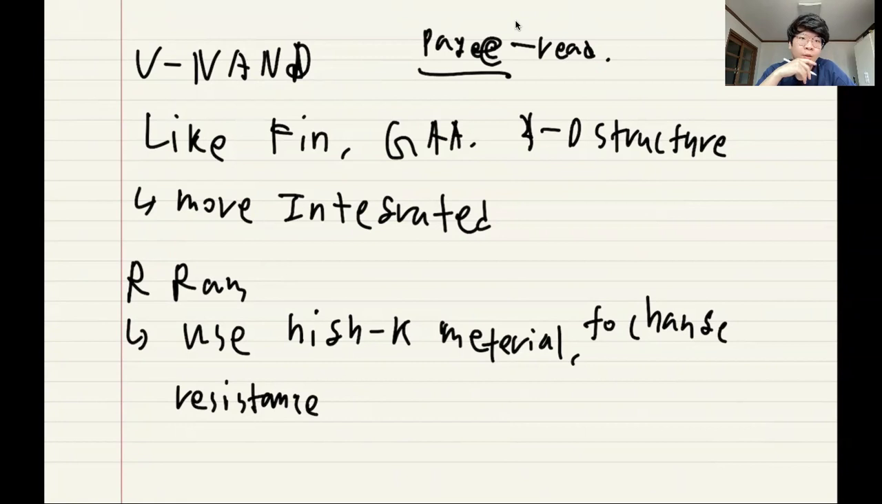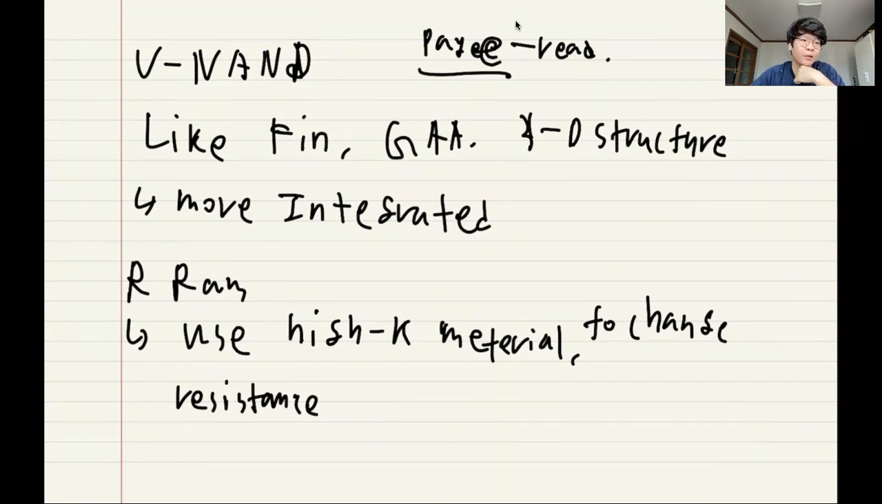So the reading time of NAND is slower than NOR flash, but the integration or density is larger than NOR flash. Nowadays we use NAND flash because of this high density.